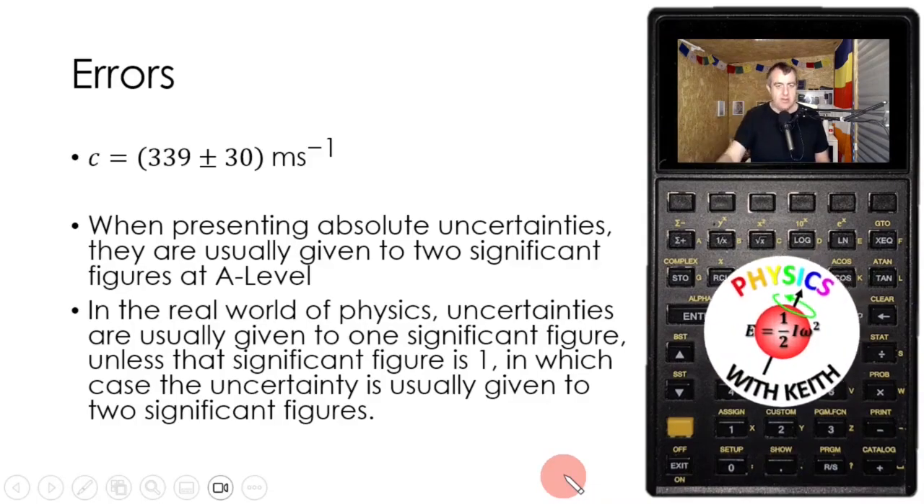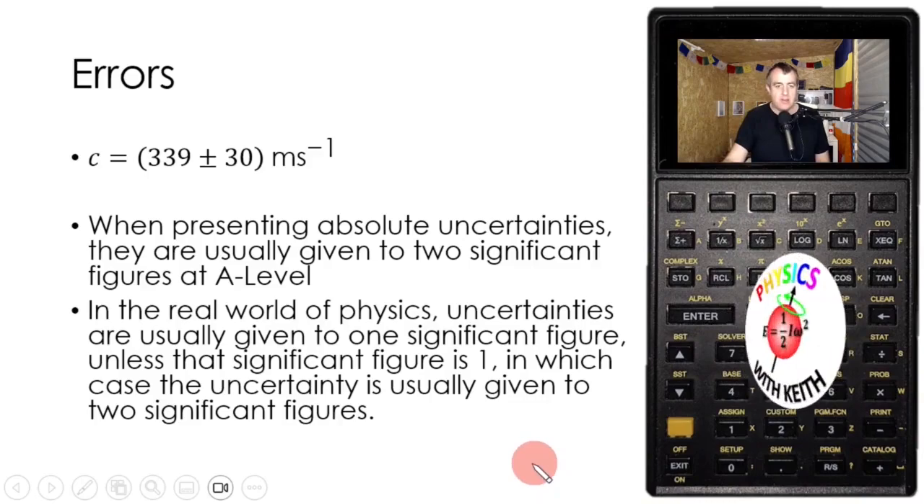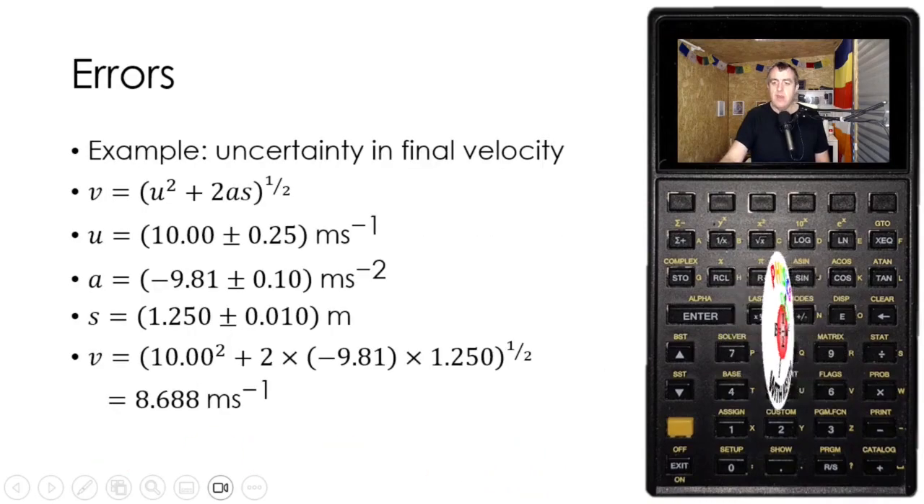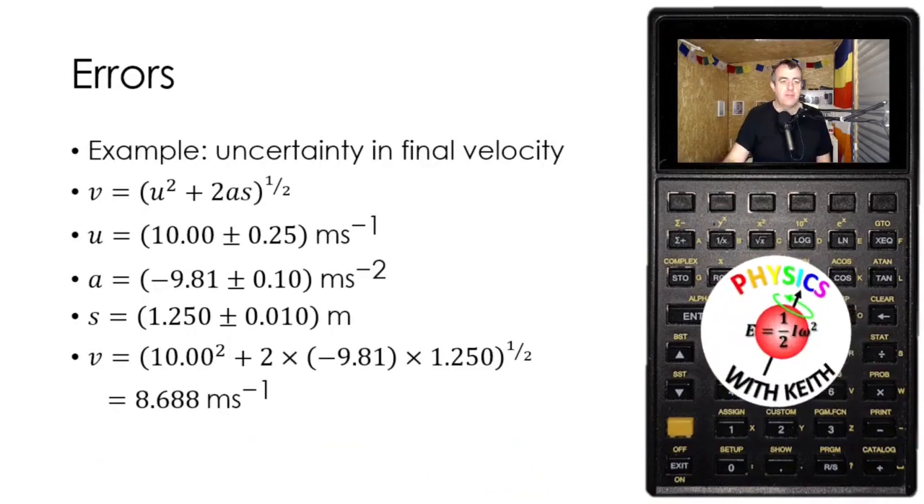So let's have a look at a more complicated example. Let's use SUVAT. So here we've got an equation, v equals u squared plus 2as, all under the square root, or all to the power of a half. And let's suppose we want to calculate v, and we are told u, a, and s with absolute uncertainties. And you can see I've picked some numbers there.